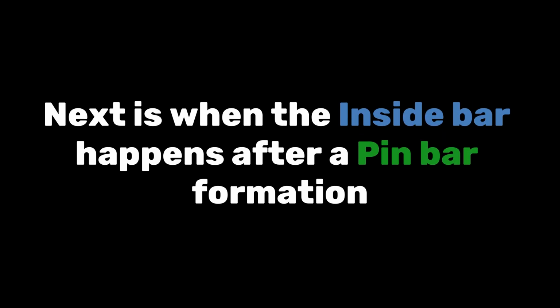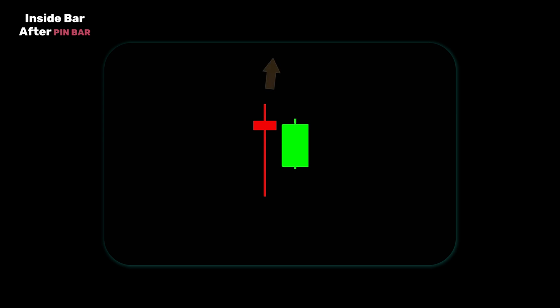Next is when the inside bar happens after a pin bar formation, which is one of my favorites because it suggests the direction in which the inside bar is going to break out. This setup starts off with a pin bar candlestick pattern, which is followed by the inside bar setup, which is exactly like other inside bar setups you have learned.